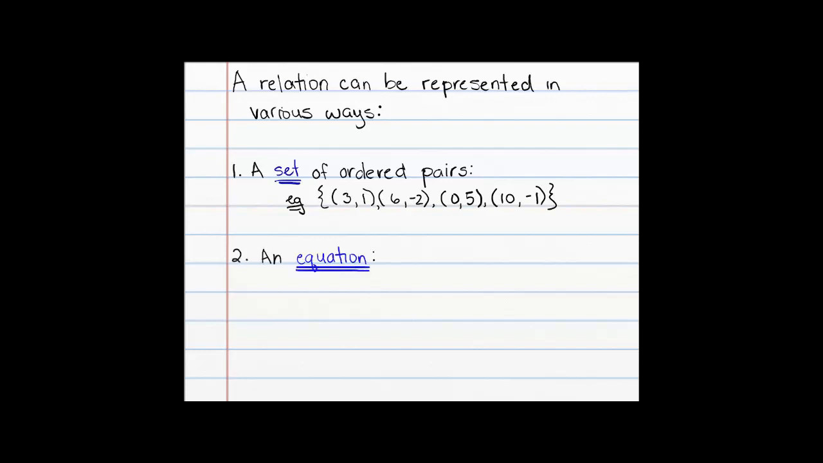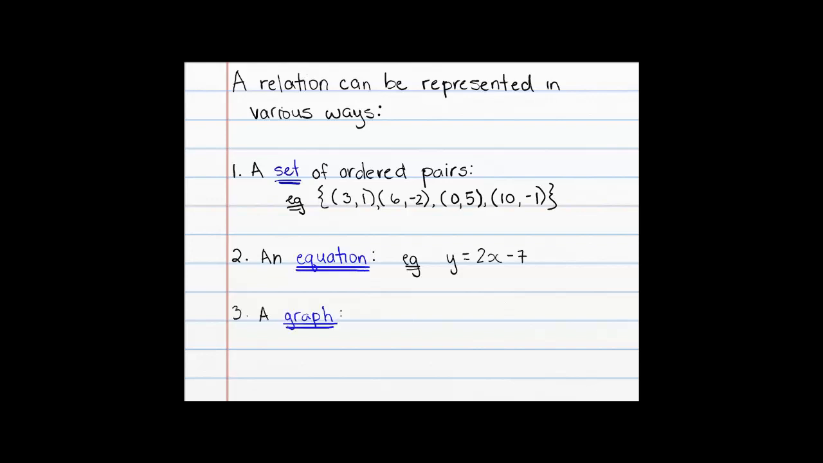The second method is to look at an equation. Equations, as we've seen before, are written with two variables. For example, y equals 2x minus 7. And this also represents a relation. In this case, it would be a line.